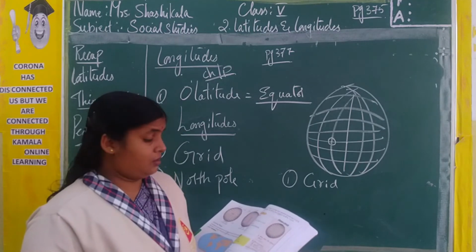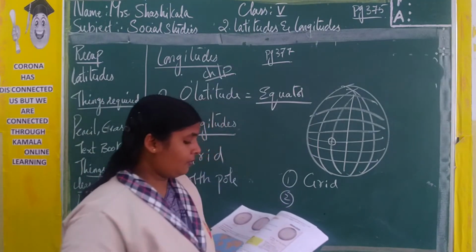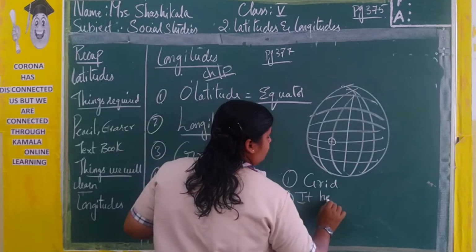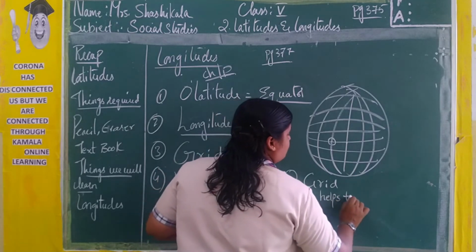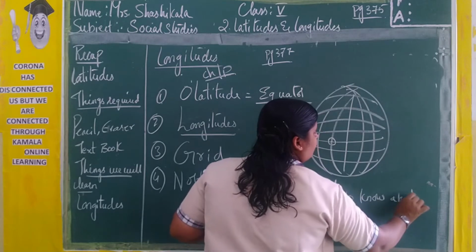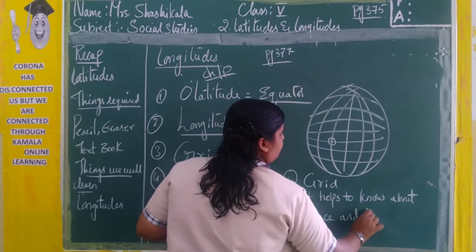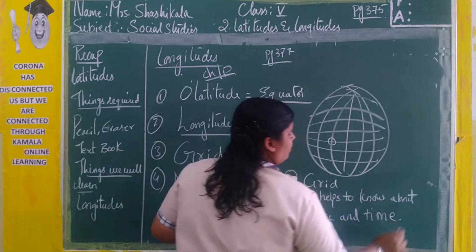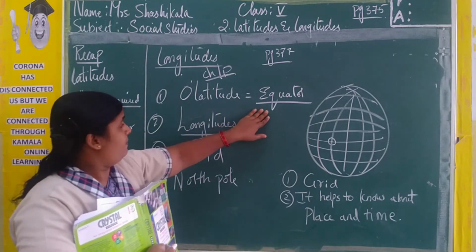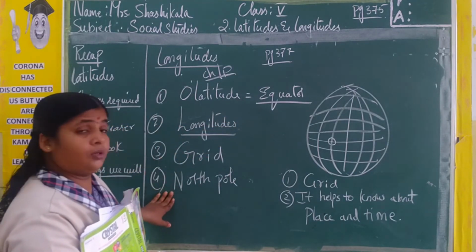Now, how is it useful? Now, the second answer will be: it helps to know about place and time. Right? And here we have the checkpoint. The first answer is equator. The second answer is longitudes. The third one is grid. The fourth one is North Pole.